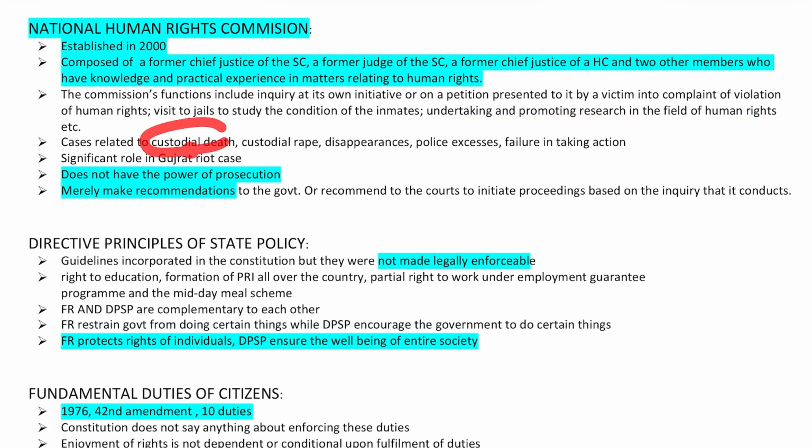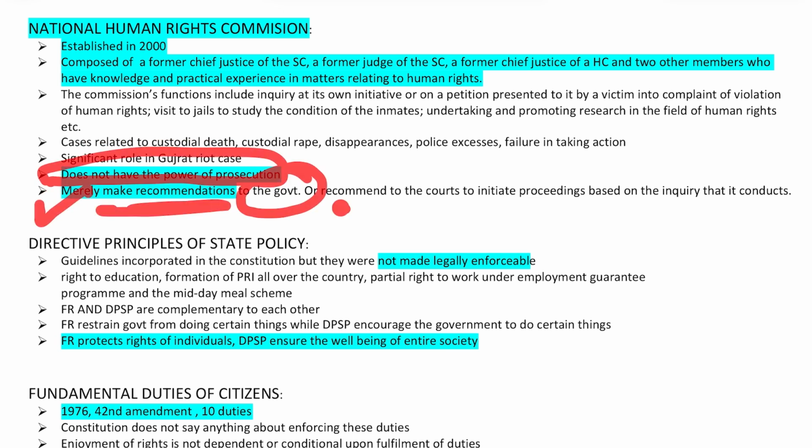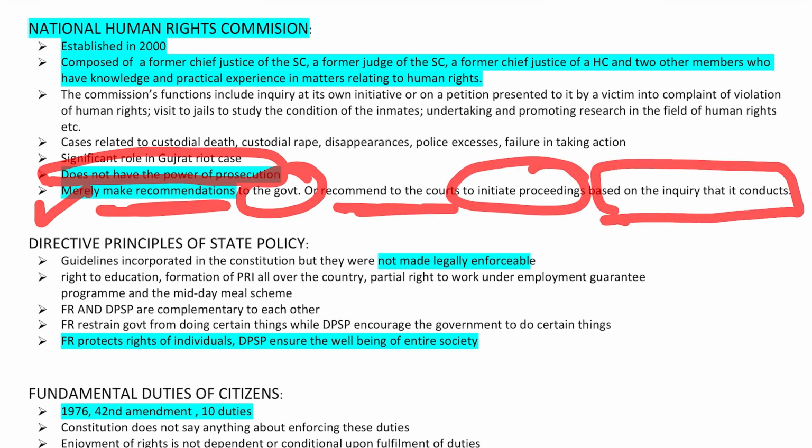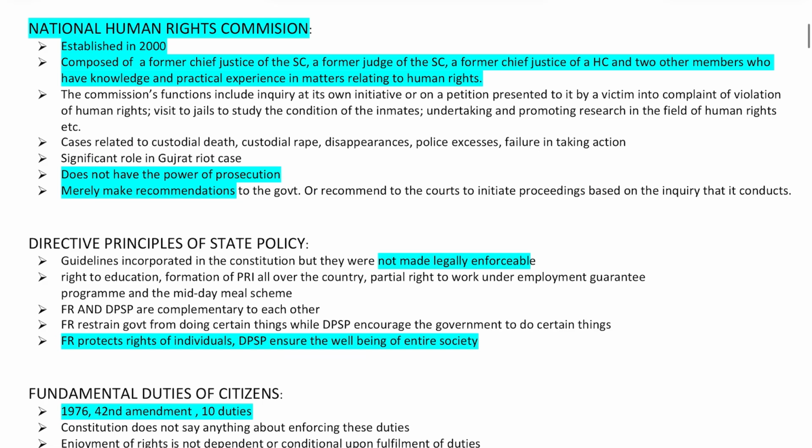Cases related to custodial death, custodial rape, disappearances, police excesses, failure in taking action come under its purview, basically, not jurisdiction. Then it has a significant role to play in the Gujarat riot cases. It does not have the power of prosecution. It merely makes recommendations to the government or recommends to the courts to initiate proceedings based on the inquiry that it conducts. So it is just an advisory body of some sort.